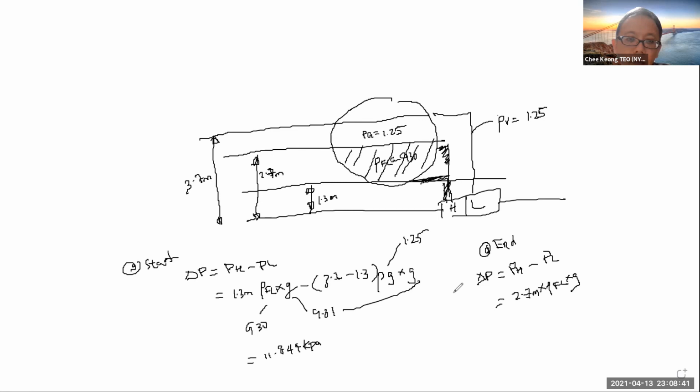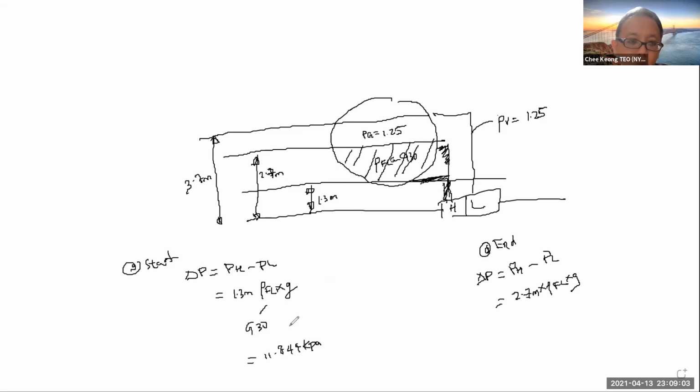Of course, I forgot to include the gas, so there's some error here. Maybe I should delete this part here. This one I've got to recalculate. I forgot to include the gas.